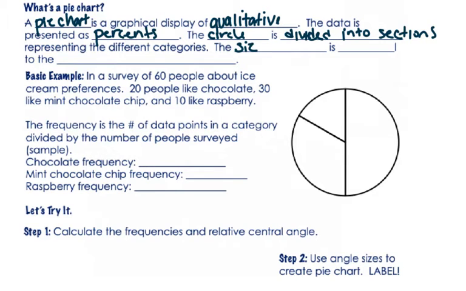The size of the pie is going to be proportional. So if I say something is 50%, then it's going to be half of the circle. If I say something is 25%, it's going to be a fourth of a circle. So it's proportional to the frequency of the category. So how often it occurs.